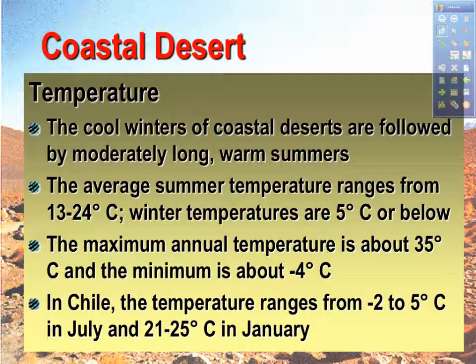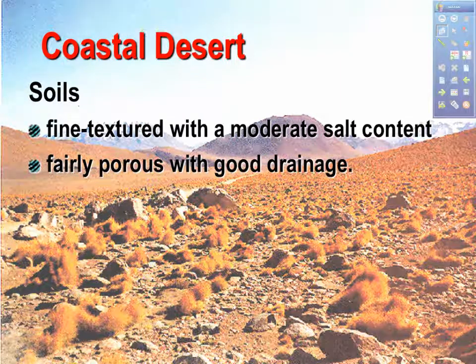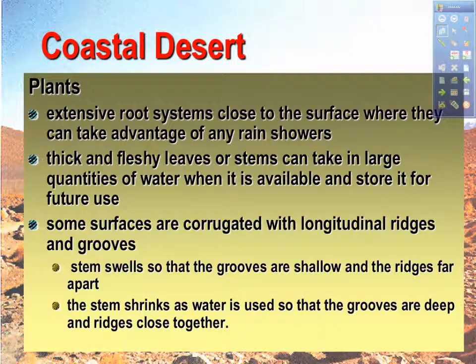The coastal desert, temperatures, cool winters, long warm summers. Temperature range is much smaller again. So you're seeing, the ocean effect keeps things a little milder than you would see if you were more inland. So you see that for sure. Rainfall is higher, not great, but a lot better. The soils are fine textured with more salt content. They're picking that up from the ocean right near them. Good drainage, fairly porous, still no water table underneath.